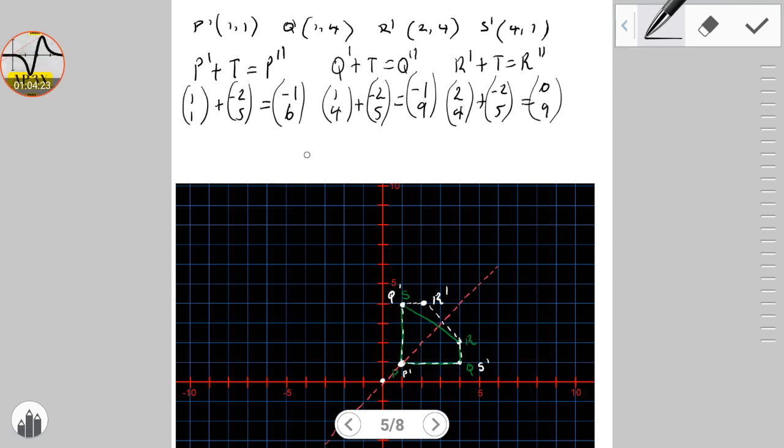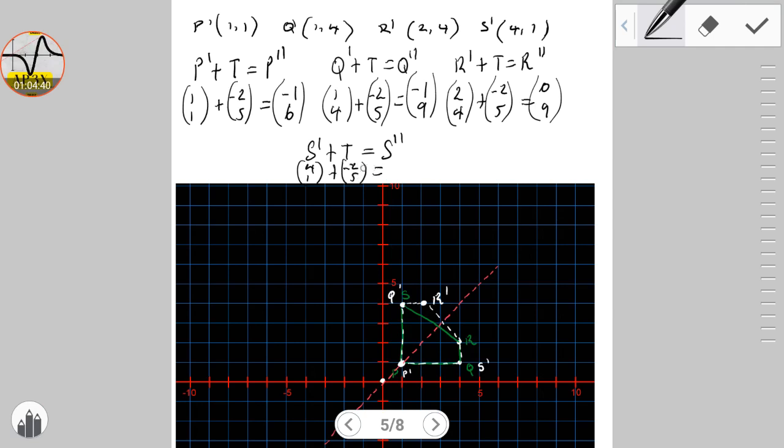And finally, we have S prime plus the vector giving us S double prime. So that's S, which is 4, 1, plus the translation vector minus 2, 5.